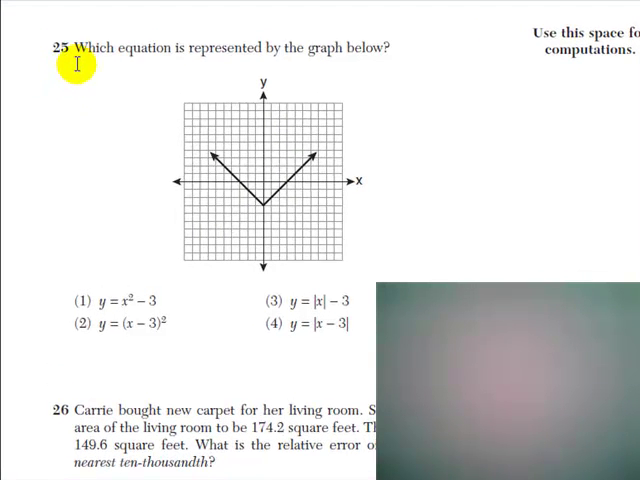Moving on to 25, which equation is represented by the graph below? So when we look at this graph, the first thing I'm going to think about is I'm going to cross off numbers 1 and 2.